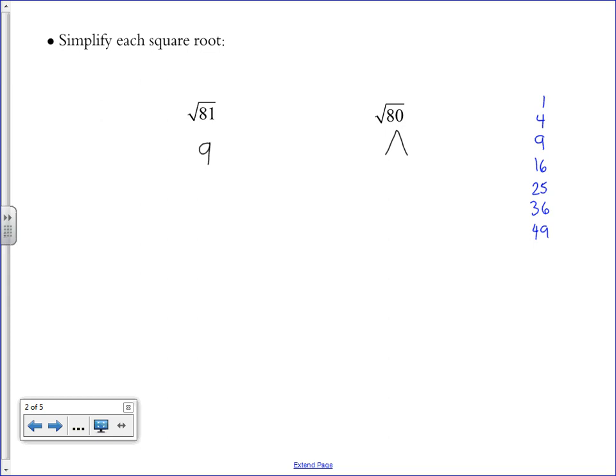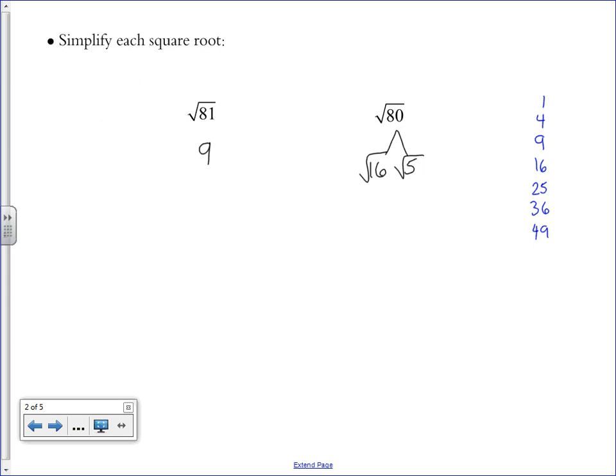We know that 4 is a factor of 80, but we want to go higher if we can. And I know that 16 is a factor of 80 as well. So I'm going to split 80 into 16 and 5, because 16 times 5 is 80. So I've split 80 into 2 of its factors, both still underneath the square root sign, because root 16 times root 5 is root 80.